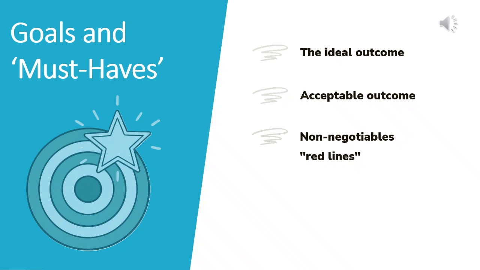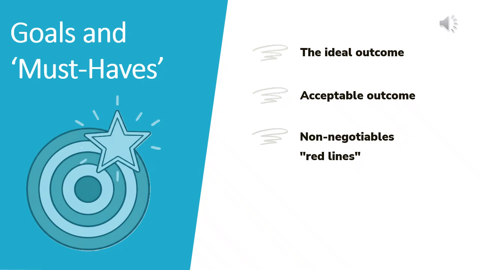By identifying your ideal outcome, acceptable outcome, and non-negotiables in advance, you create a roadmap that keeps you grounded when negotiations get intense. These aren't just wish lists, they're your decision-making tools. First, write down the ideal outcome. This is your best-case scenario if everything goes your way. For example, in an employment dispute, the ideal outcome could be full back pay, reinstatement to your position, written apology, removal of negative performance reviews, promotion consideration, and coverage of all legal fees.